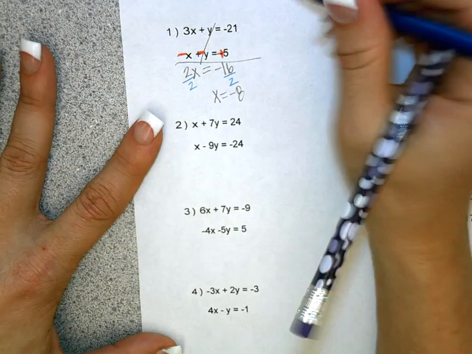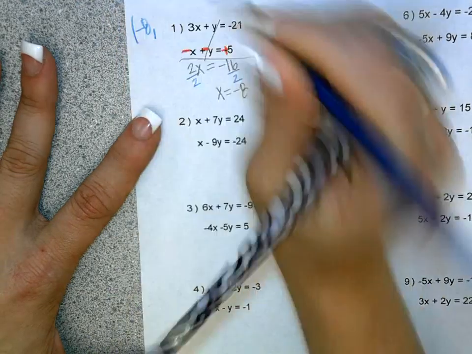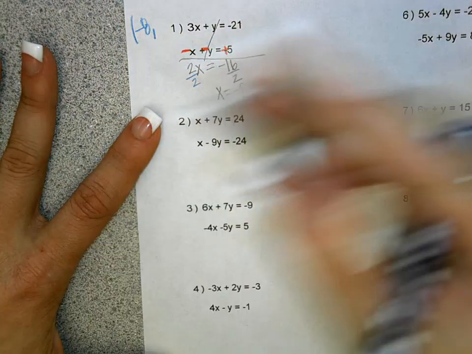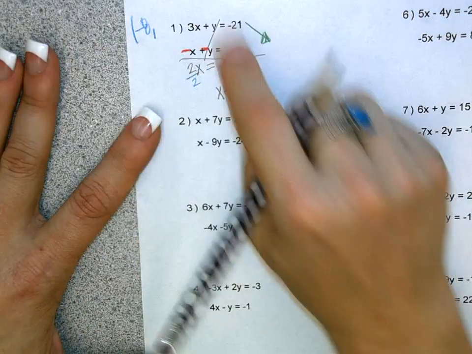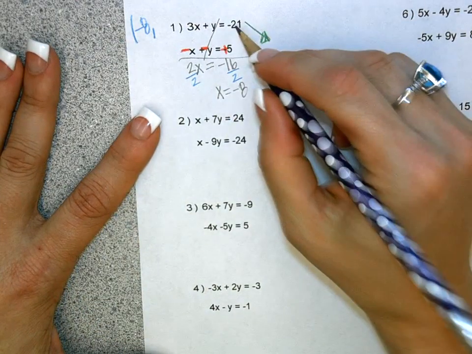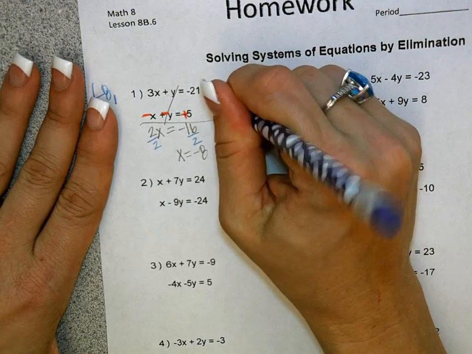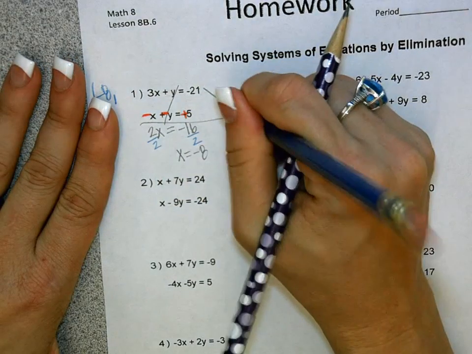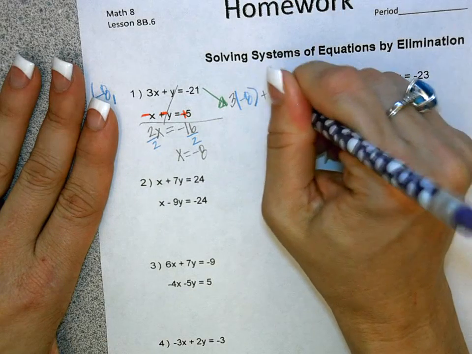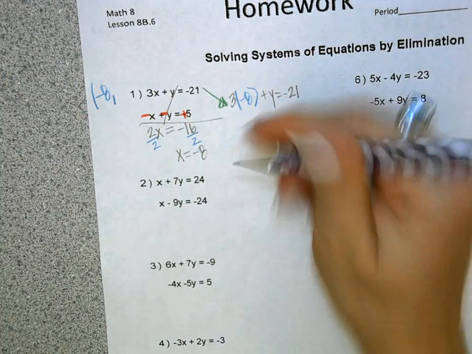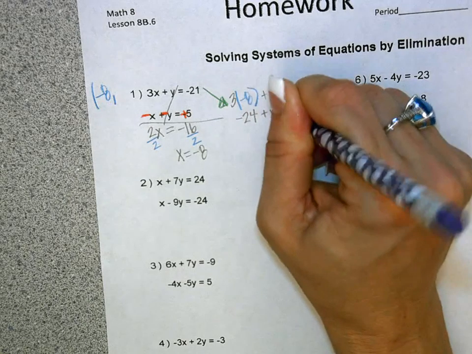Remember, we're trying to get an x and y coordinate. So negative 8 is your x. Then take the other equation and you're going to plug in to find y. Doesn't matter which one you plug into. I'm going to choose this one because it doesn't have the negatives. So 3 multiplied by negative 8 plus y equals negative 21. 3 times negative 8 is negative 24. Plus y equals negative 21.